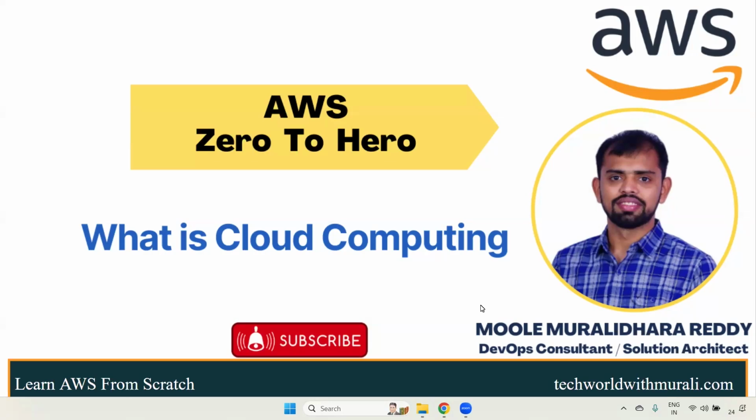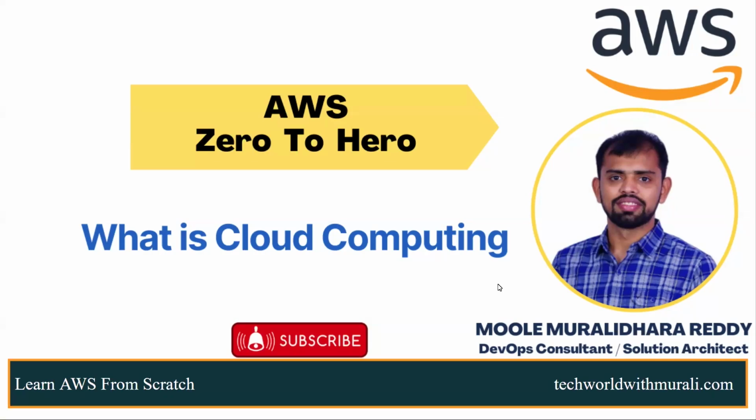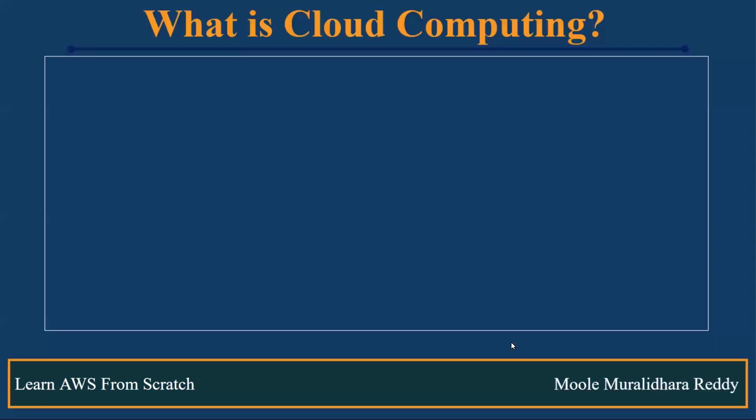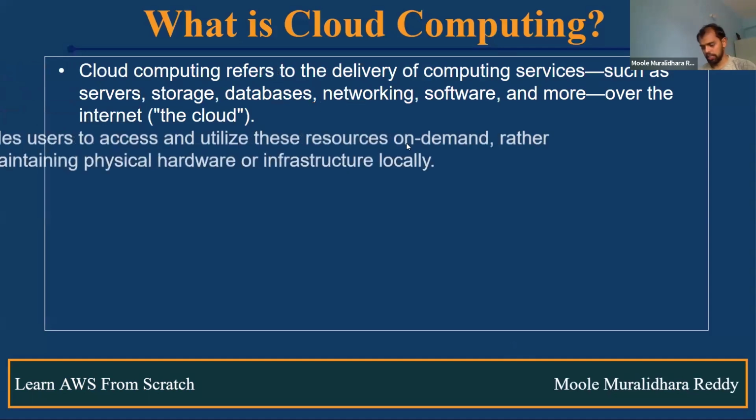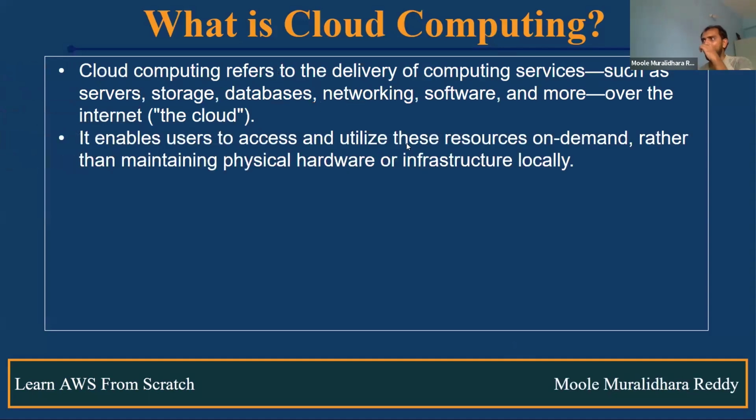Now we are going to discuss what cloud computing is and the types of cloud computing available. Let's go one by one so that you get some idea. What is cloud computing? Cloud computing refers to the delivery of computing services such as servers, storage, databases, networking, software, and more, which we can connect to over the internet in the cloud.